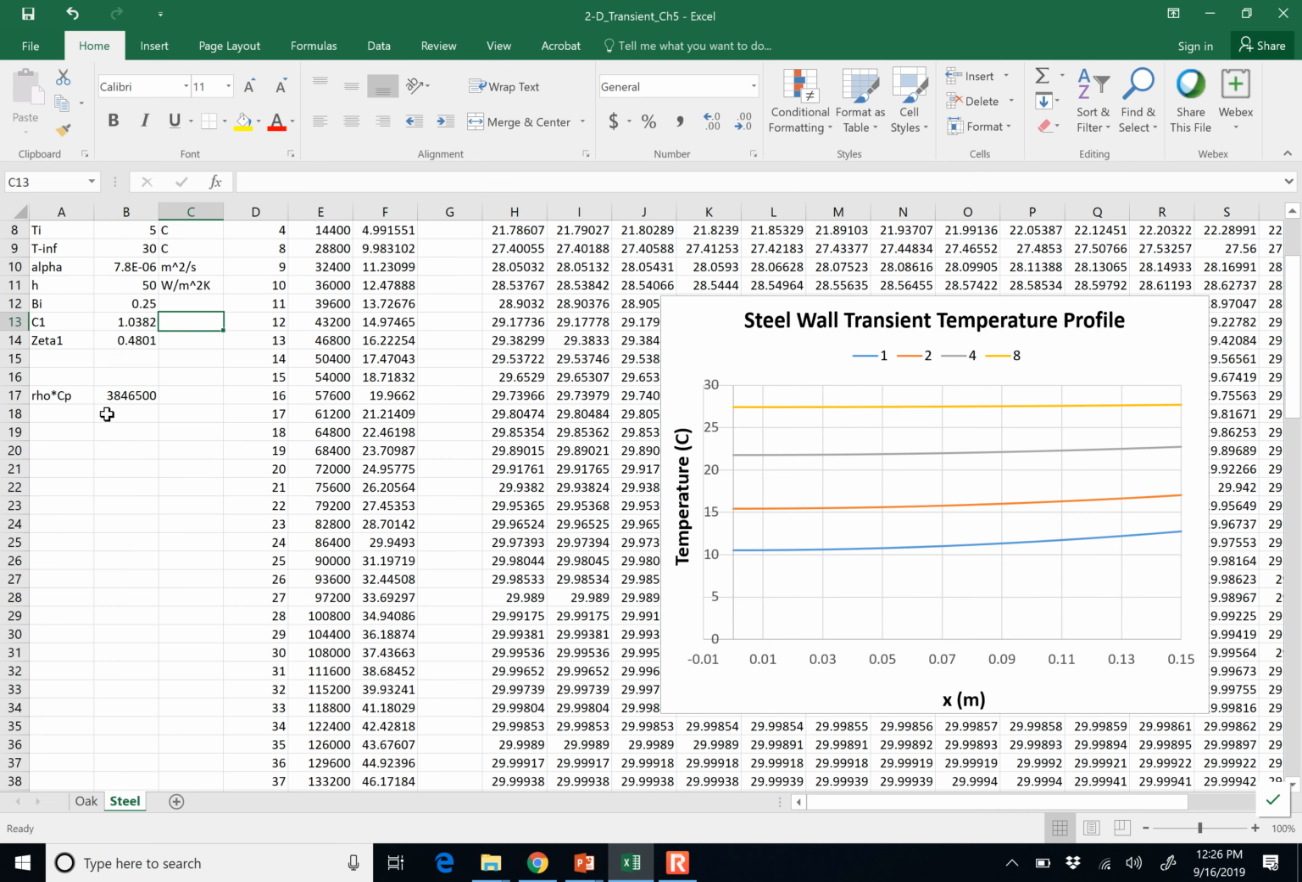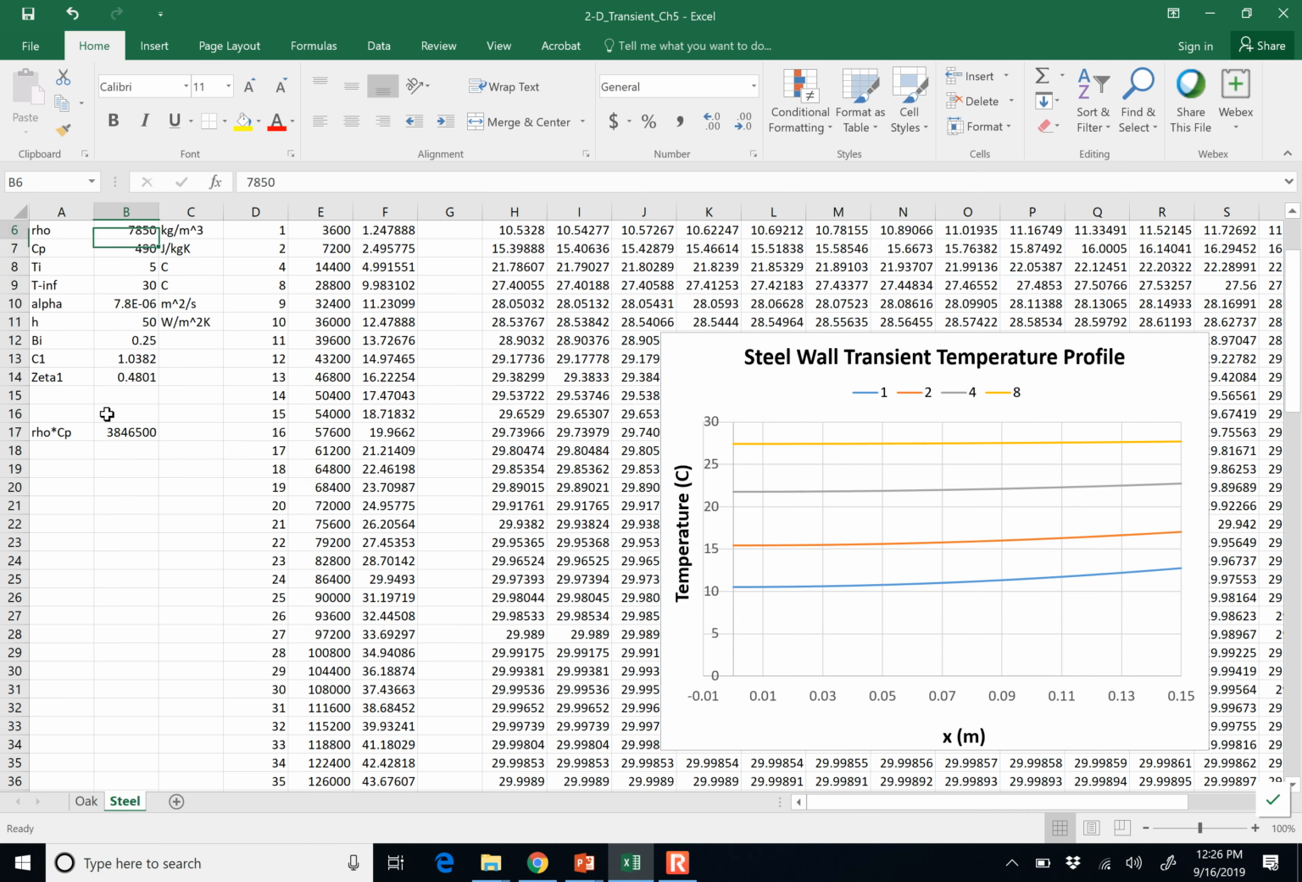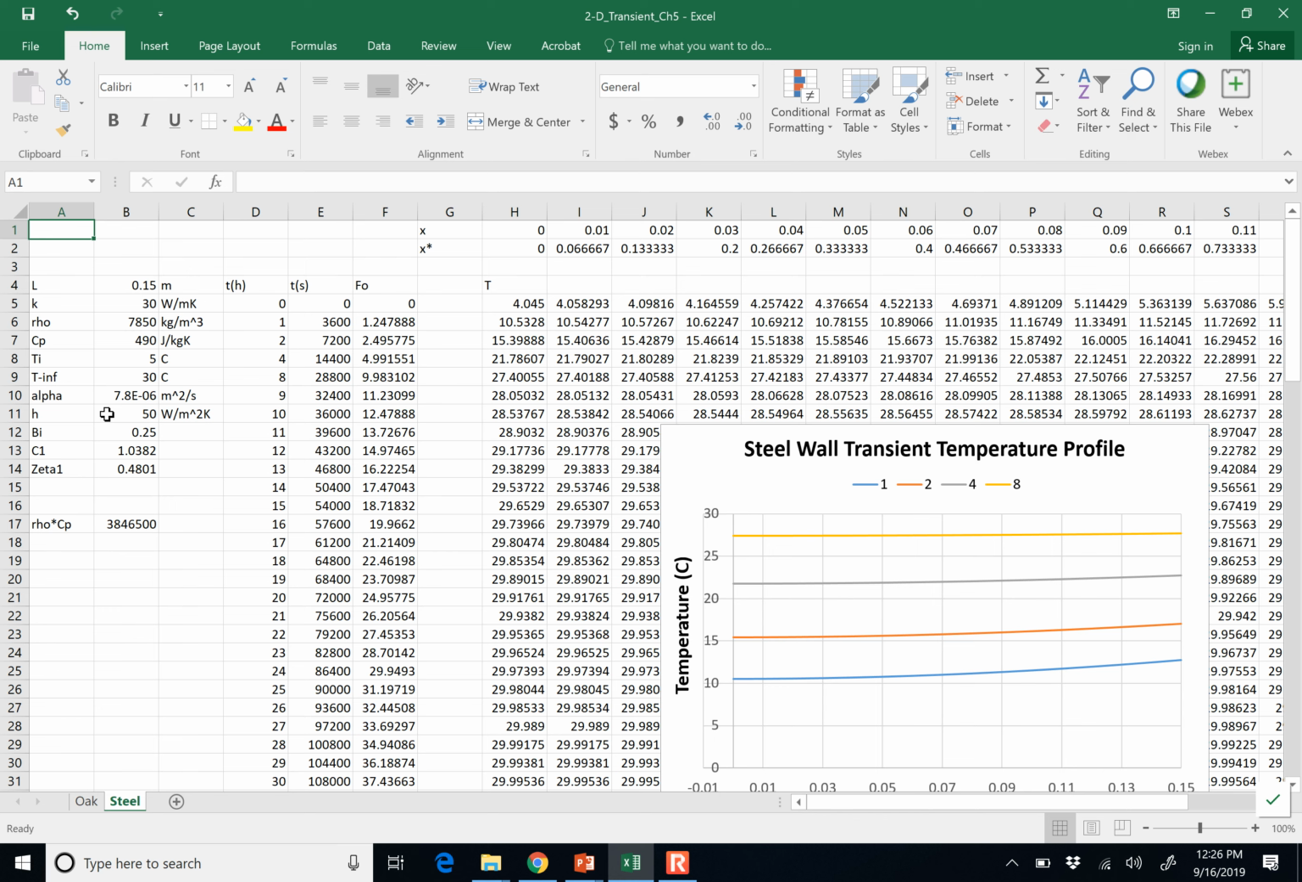Okay. So I want to point out the thermal diffusivity, K over rho Cp, in this case is 7.8 times 10 to the minus 6 meters squared per second. If we looked at our thermal capacitance, rho times Cp, for the steel wall, that is 3.8, and I think this would be joules per meter cubed per Kelvin. So just remember that number, 3.8 million for the steel wall.